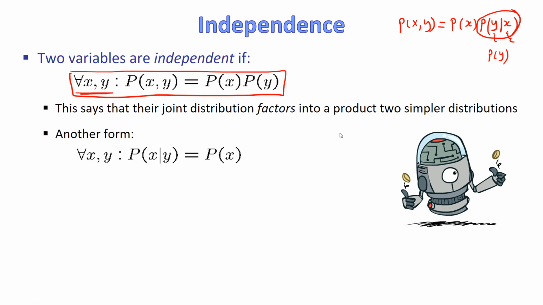So the other form, as we just said, is probability of x given y is equal to probability of x. Notice that this has to hold for all values of x and y, like here, of course. Okay, and we write it that way, that x is independent of y, with a symbol that looks like perpendicular. Okay, so that indicates independence.